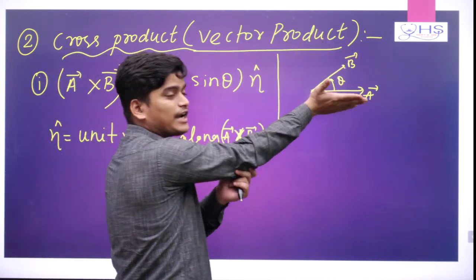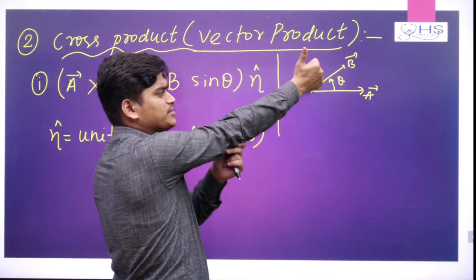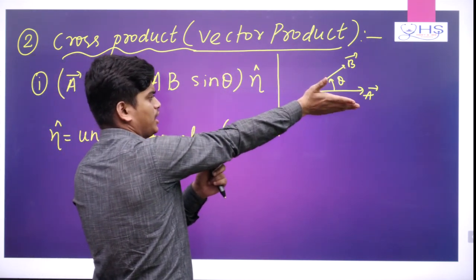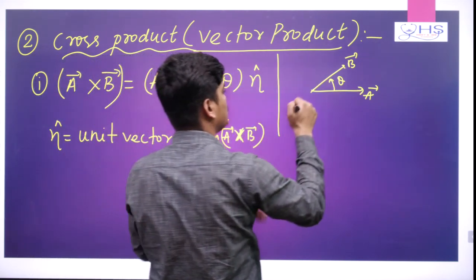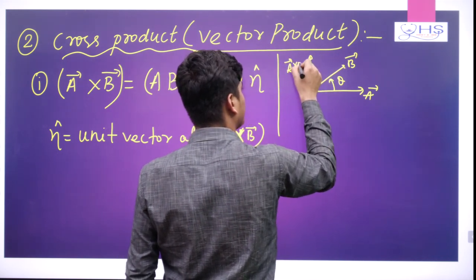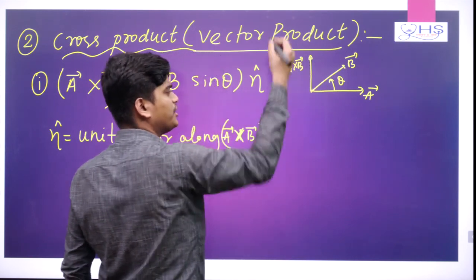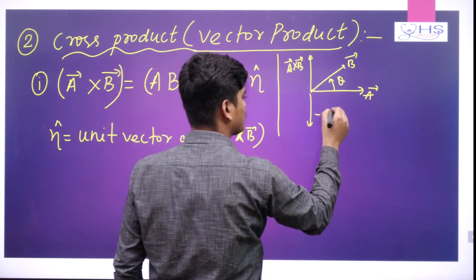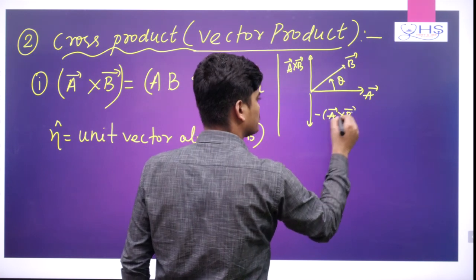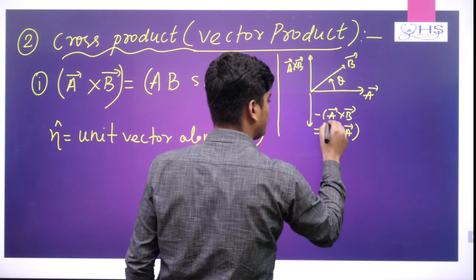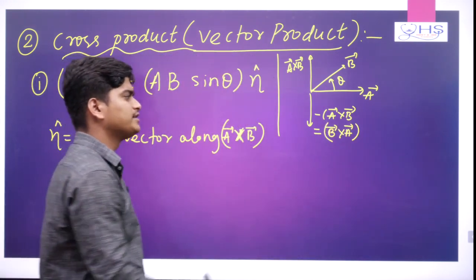Now curl towards B, because first you are doing A, so keep the fingers in the direction of A and curl towards B. Then this will give you the A cross B direction. And remember, if A cross B is in this direction, then this opposite direction will be minus of A cross B, and minus of A cross B is nothing but B cross A. Remember, A cross B and B cross A are not equal, that's why one minus sign is coming.